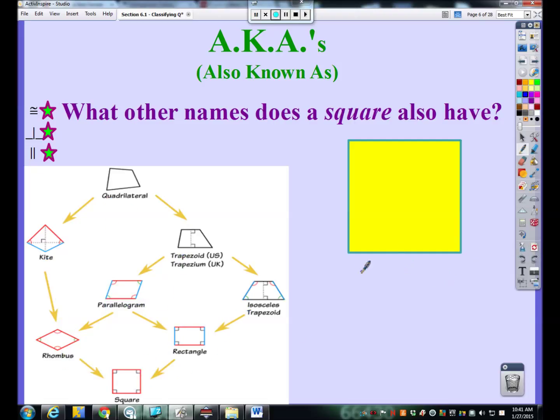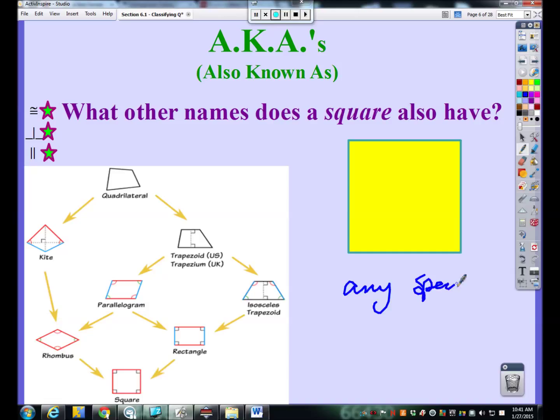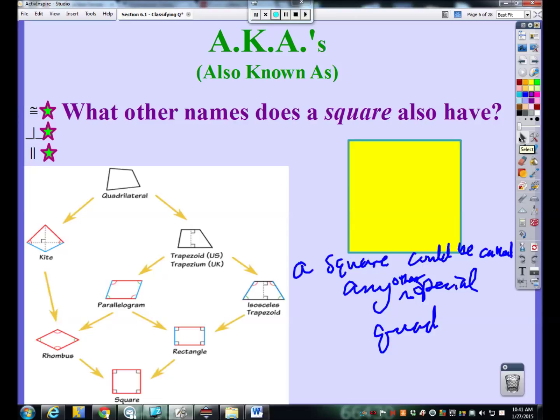Holy cow. So a square really is the ultimate incognito shape here. So what other names does a square have? All of them. So you can write all those out if you want, or we could just say a square could be called any other special quadrilateral. So a square is a trapezoid, a square is a kite, a square is a parallelogram. Okay, so a square just isn't truly a square. It doesn't have an exclusive relationship. A square isn't just a square. A square is inclusive of other names that come above it.